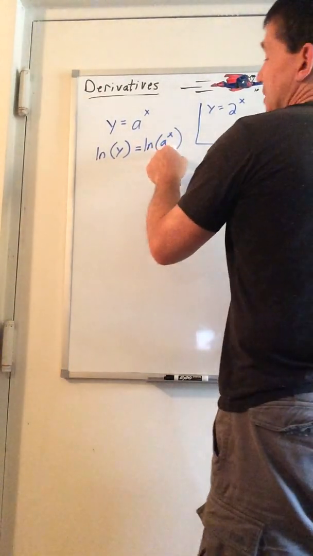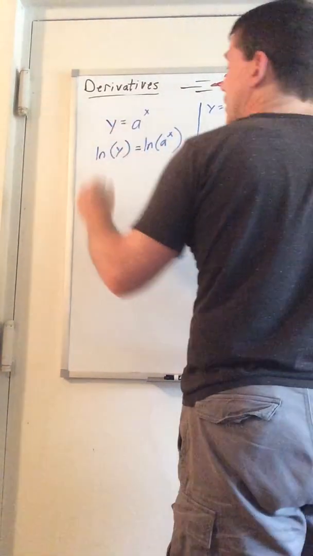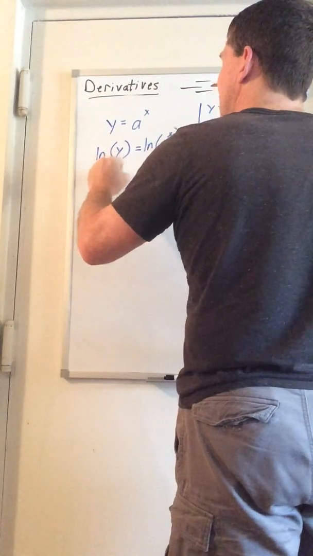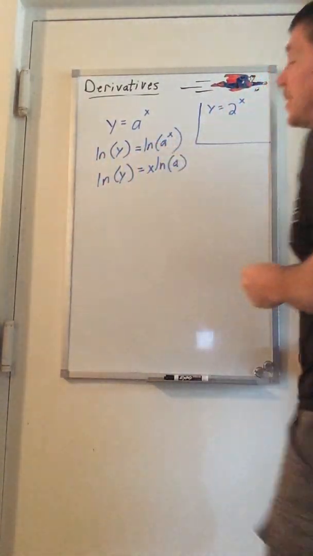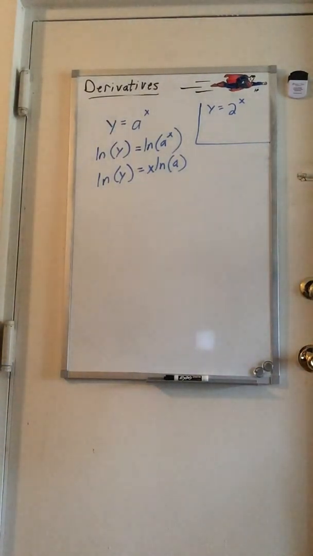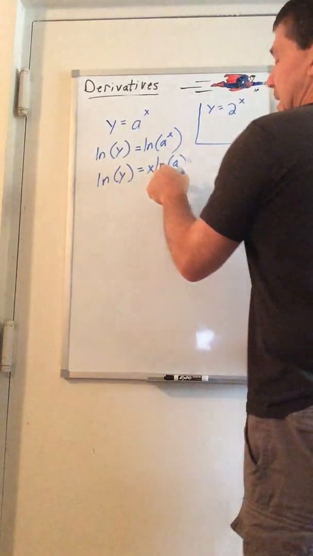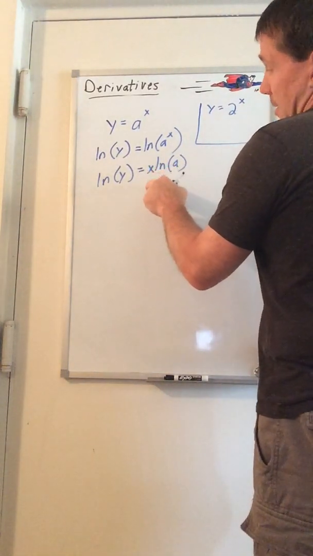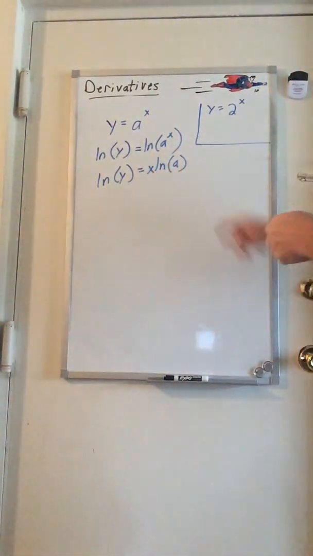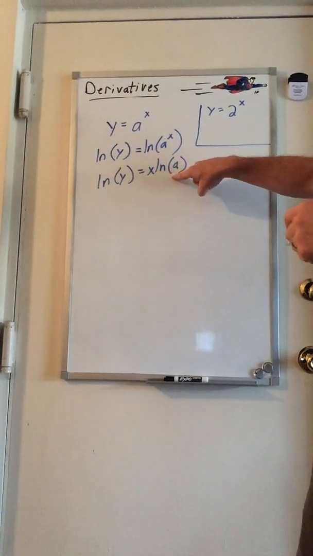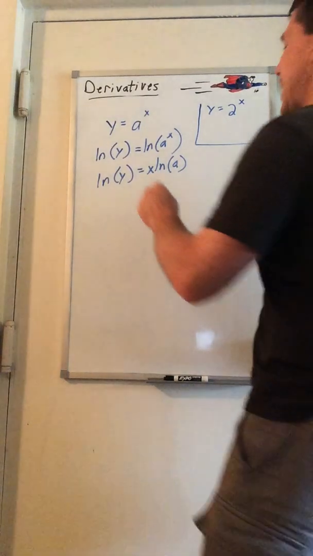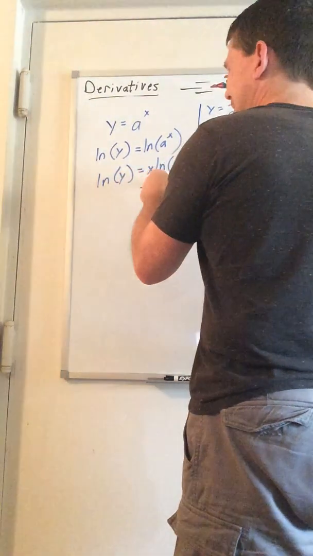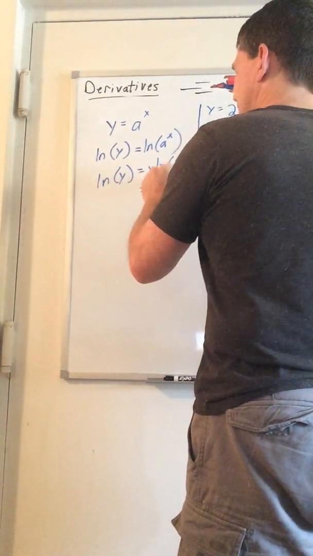Now, the log of something raised to a power, the power can be brought down in front. And you have ln y equals x ln a. Now take the derivative. Well, let's see. Over here, x ln a. Keep in mind, ln of a is just a constant. So this is just a constant times x. The derivative here is just a constant.